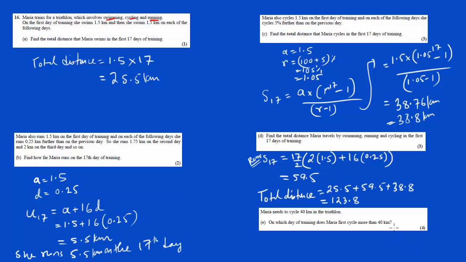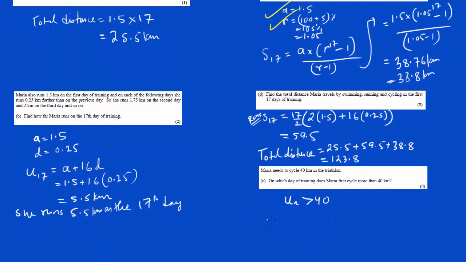Question number E. She needs to cycle 40 kilometers. So now we are talking about cycling. That means we're going to use the materials from here. a equals 1.5 and the common ratio is 1.05. So question E is: on which day, that means we have to find n, of training does Maria first cycle more than 40 kilometers? More than means greater than. So this would be Un greater than 40. It is the nth term because we have to find on which particular day.